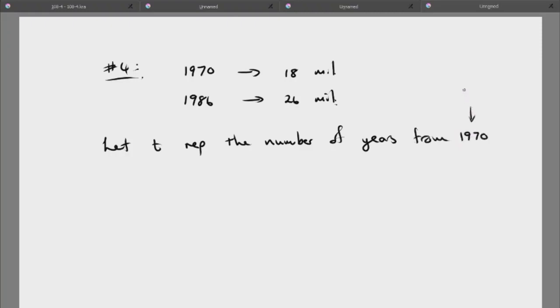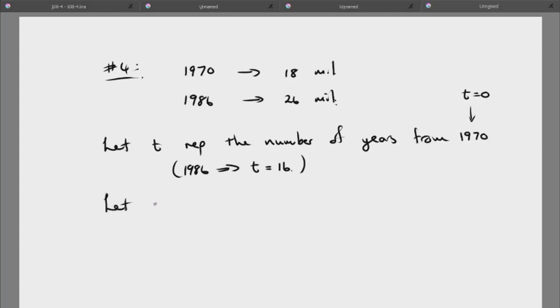So 1970 would be t equal to 0, because I'm only using it to predict the future. I don't really care about the actual 1970. That's often just making my function look a little nicer. So then here, for example, 1986 would correspond to t equal to 16, making the t values a little nicer.